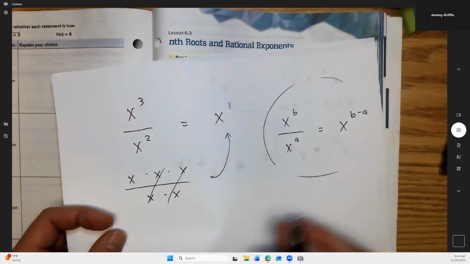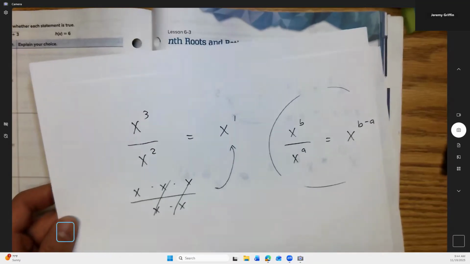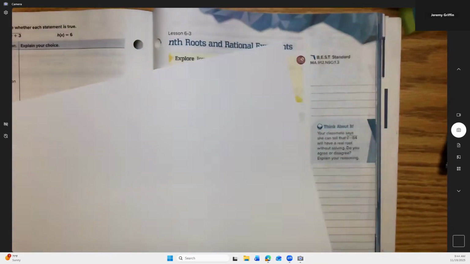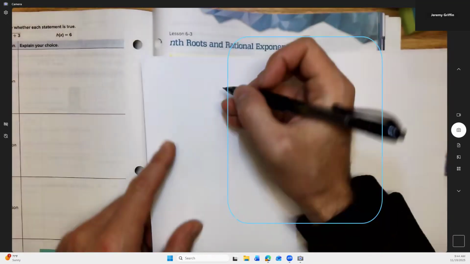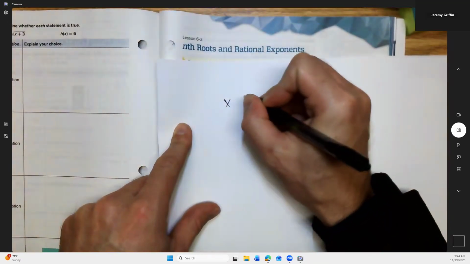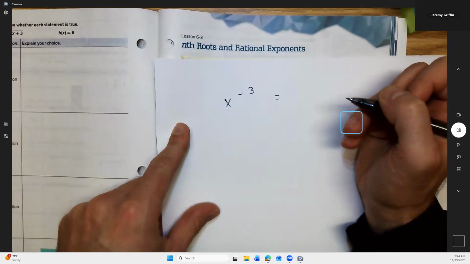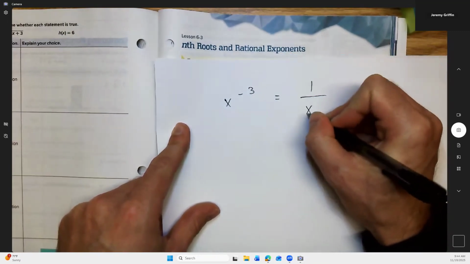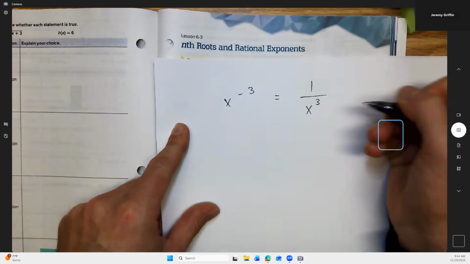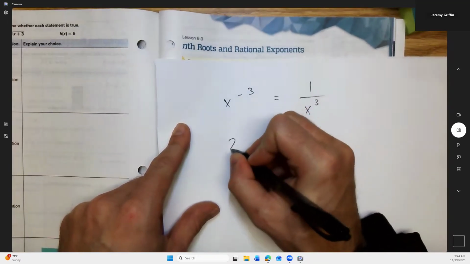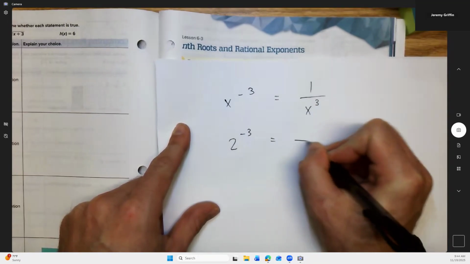How about we do negative powers? What if you see x to the power of -3? What does that mean? 1 over x to the power of 3. It's the same thing. So for example, if you saw 2 to the power of -3, what would that be equal to?